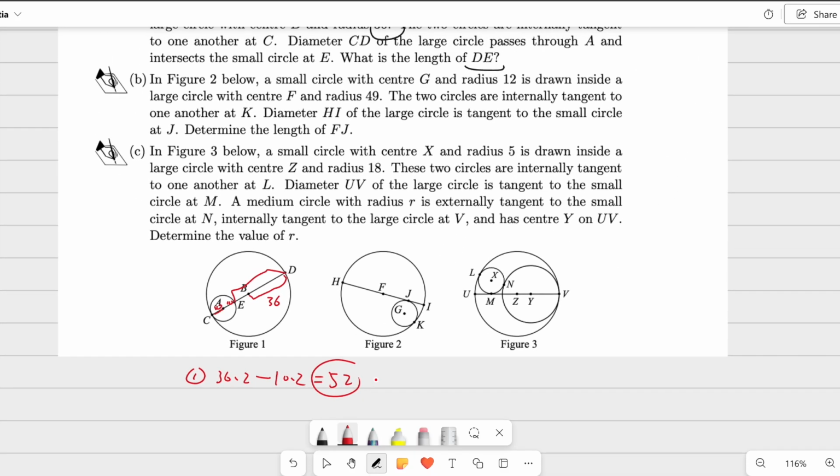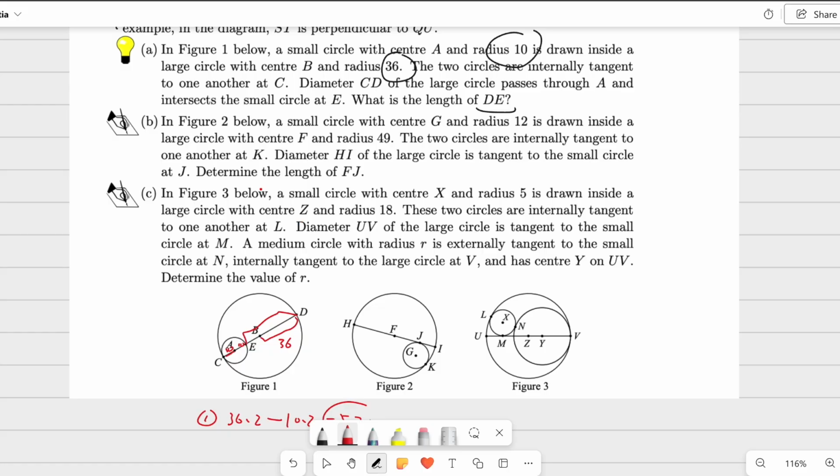Second question. In figure 2 below, a small circle with center G and radius 12 is drawn inside a large circle with center F, radius 49. The two circles are internally tangent to one another at K. Diameter HI of the large circle is tangent to the small circle at J. We're looking for the length of FJ.